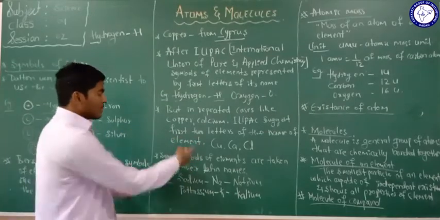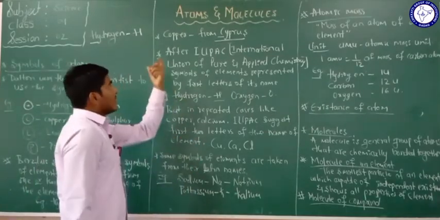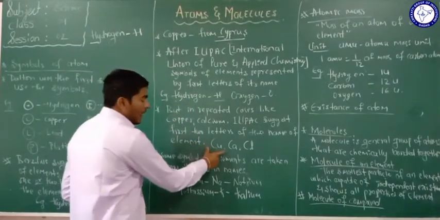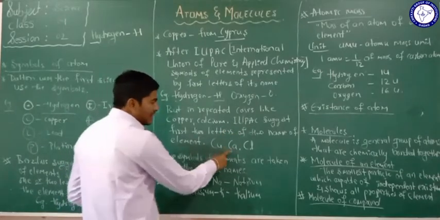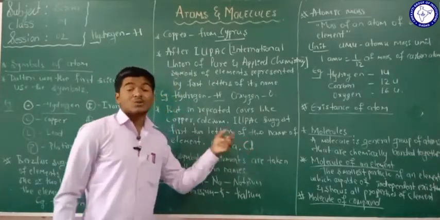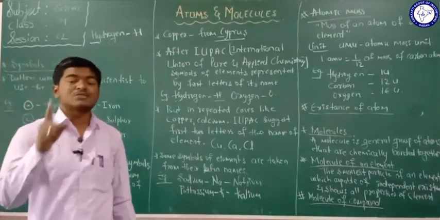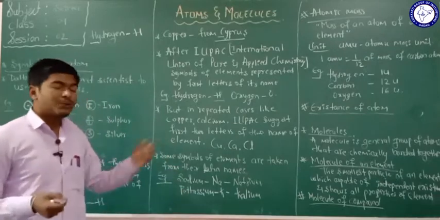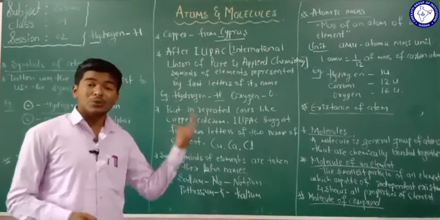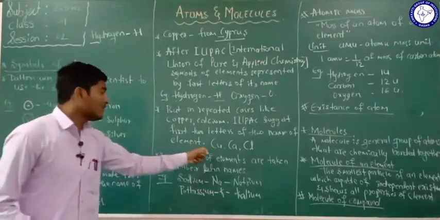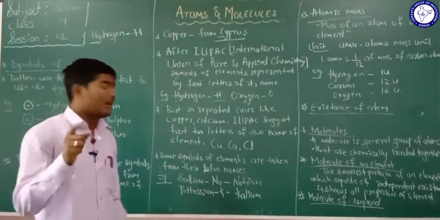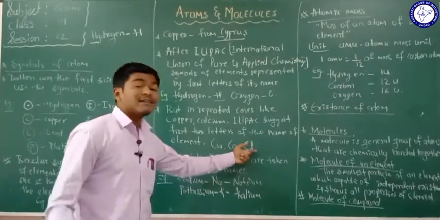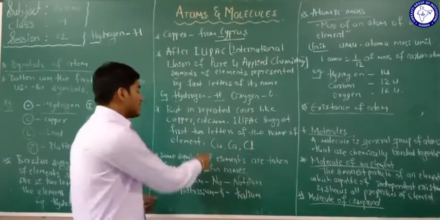So according to the IUPAC naming, they symbolize copper as Cu, calcium as Ca, chlorine as Cl. Here IUPAC also suggests one important thing: when we symbolize an element with two letters, we should write the first letter of the symbol as a capital and the remaining letters as small letters.